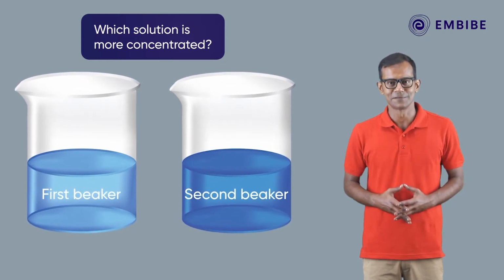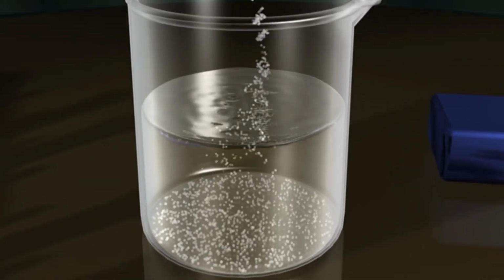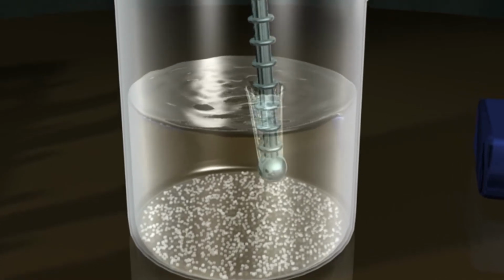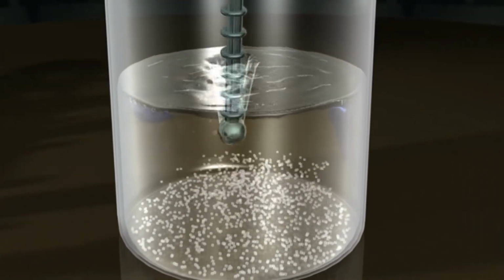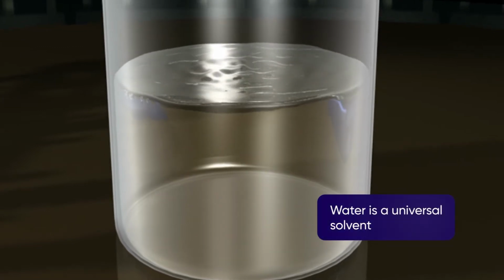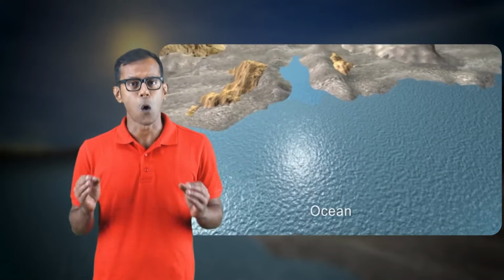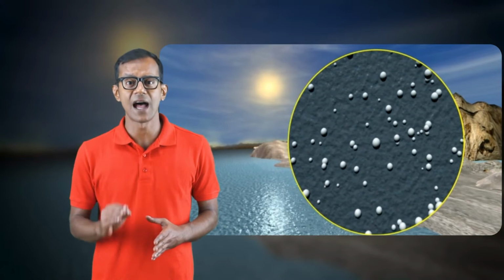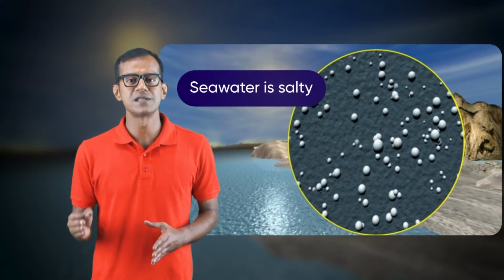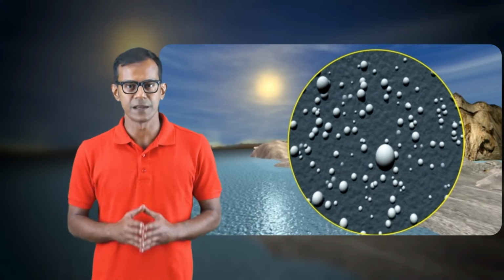Let's unravel. Water is a good solvent as it can dissolve different types of substances in it. So, we can say that water is a universal solvent. The largest reservoirs of liquid solutions on the earth are oceans. But because of the higher concentration of salts present in it, seawater cannot be used for drinking.